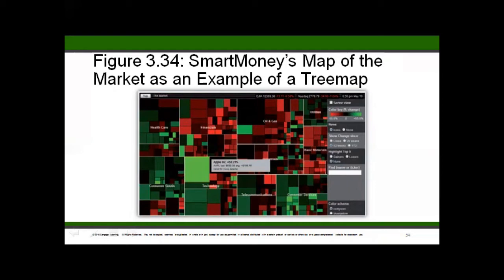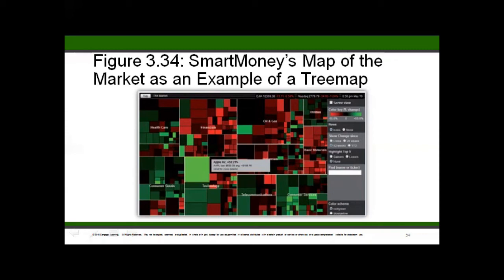The map of the market is also divided into market sectors: healthcare, financials, oil and gas, etc. The size of each company's rectangle provides information on the company's market capitalization size relative to the market sector and the entire market. Figure 3.34 shows that Apple has a very large market capitalization relative to other firms in the technology sector, and that it has performed exceptionally well over the previous 52 weeks.